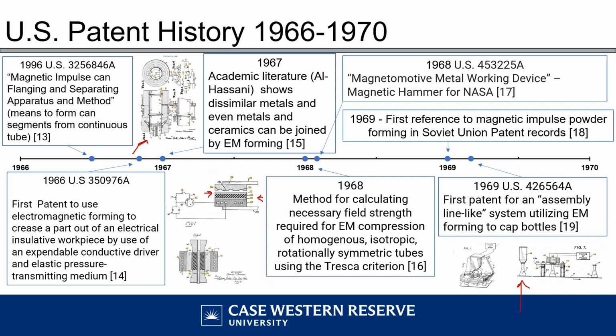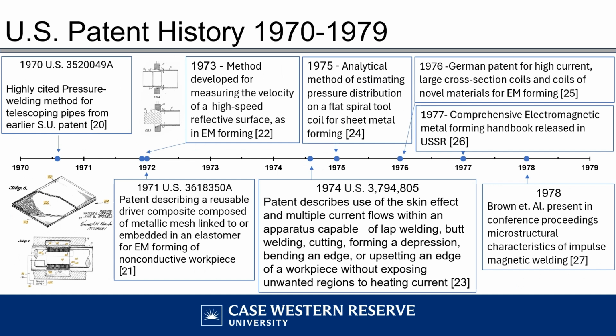such as in the example of a metal cap and glass bottle, and models were developed to describe specific cases of EM forming, such as what the required field strength would be to compress a homogeneous isotropic rotationally symmetric tube using the Tresca yield criterion. A significant amount of related literature and patents were published in the Soviet Union during this period as well, including the first mention in patent records of magnetic impulse powder consolidation in 1969. In the 1970s, U.S.